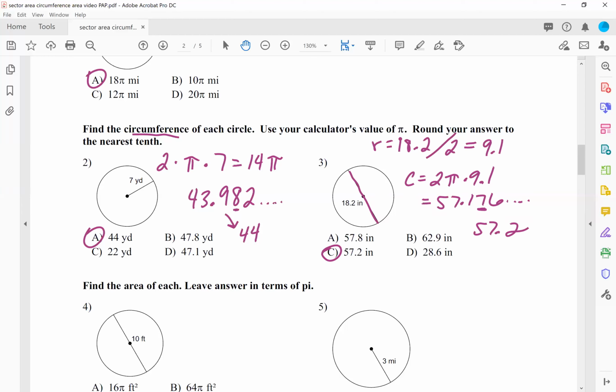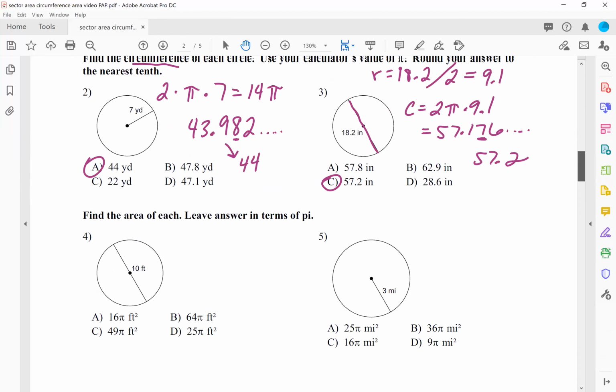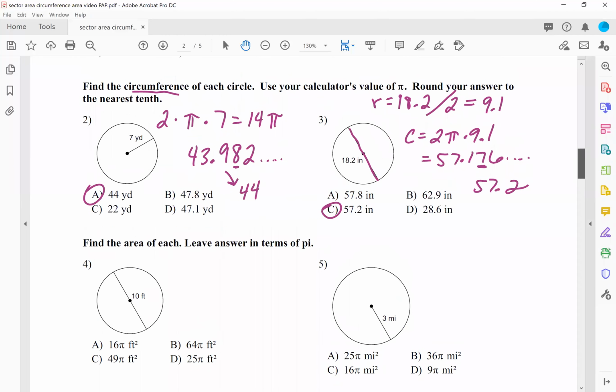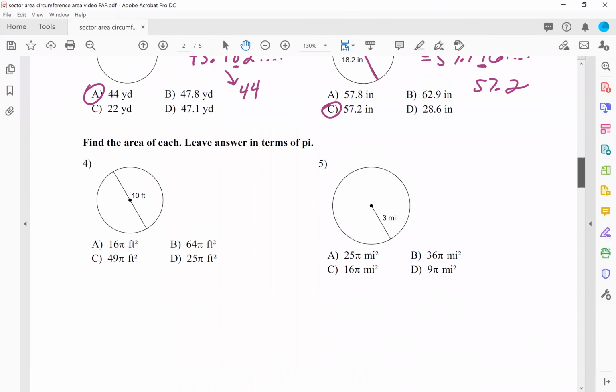So you have to be careful with the pi, because see here, the 57.8, that's very close. So try to use the pi button if you can, but 3.14 is an okay approximation too. All right, next thing.